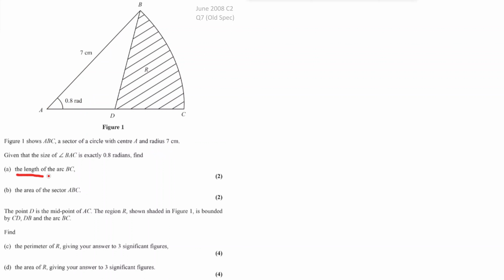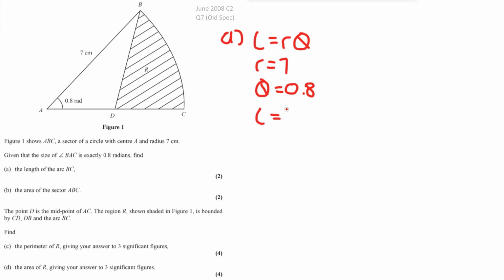And we need to firstly find the length of the arc BC, so the length of this arc here, which is very easy. Remember that the length of an arc L is given by r times theta, if theta is in radians. R is equal to, it tells us the radius is 7 and theta is 0.8 radians, like this. So therefore L is going to be equal to 7 times 0.8, which if you put into a calculator is equal to 5.6. And if you want to, it's in centimeters, but it's not really too important, the centimeters part.